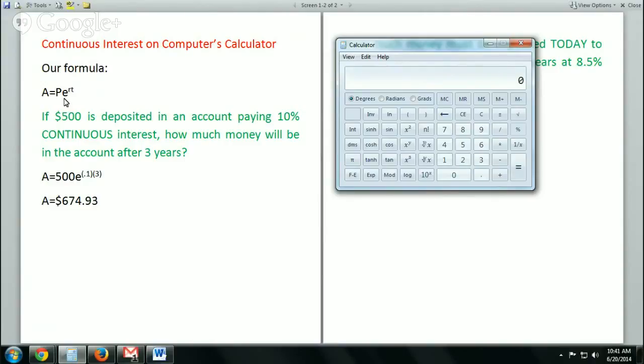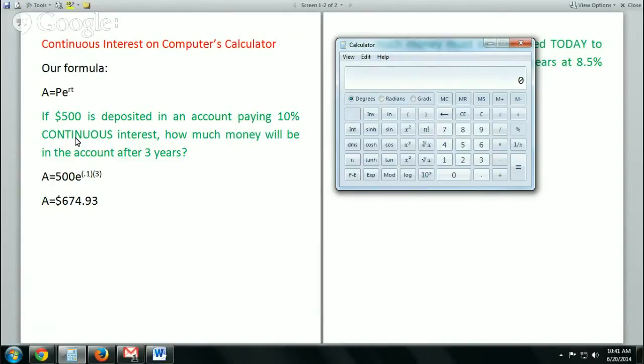E is going to be a key that we'll use on our calculator. R is the rate and t is the time in years. So now let's say that perhaps we have $500 that we're depositing in an account paying 10% continuous interest, and we want to know how much money will be in the account after 3 years. Notice the word continuous. That's what tells me that it is the Pert, or some people say Pert formula, instead of the big giant compound interest formula, because we're using continuous interest.